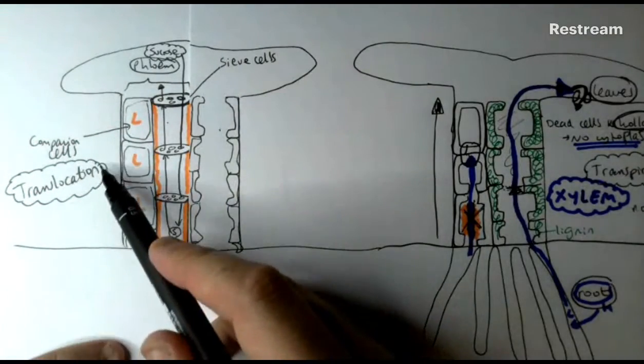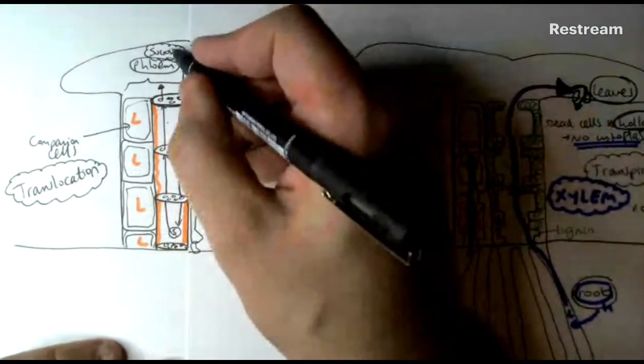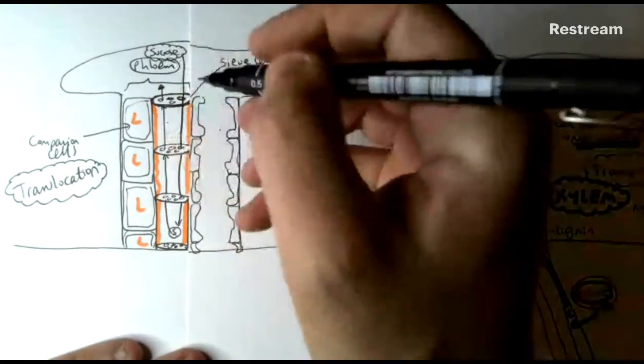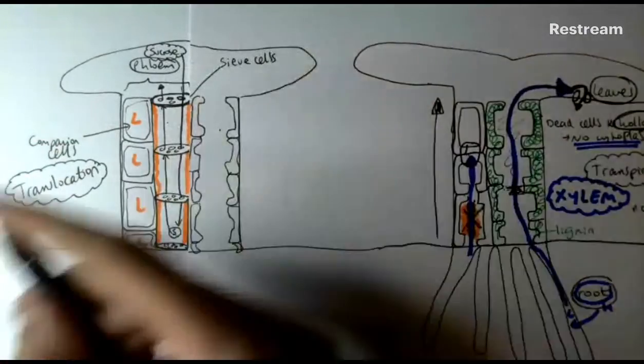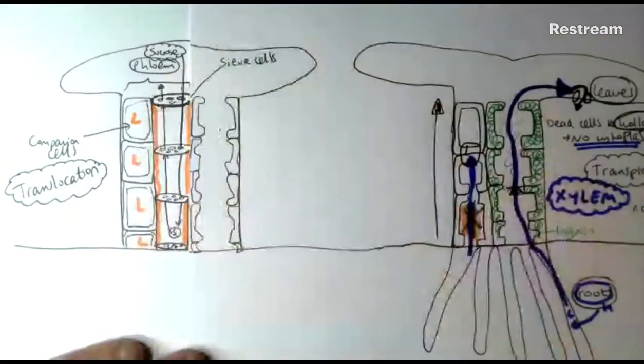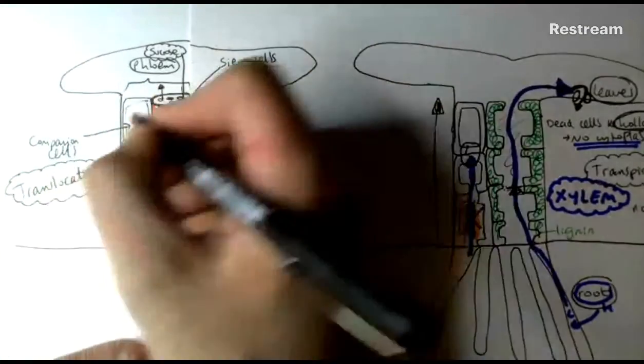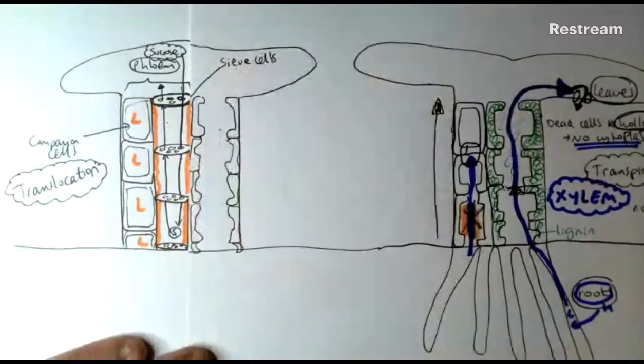So we've got translocation, which is the movement of the sugar sucrose through the phloem in two directions. So it can go down the plant or it can go up the plant. And so let's go through that one more time.